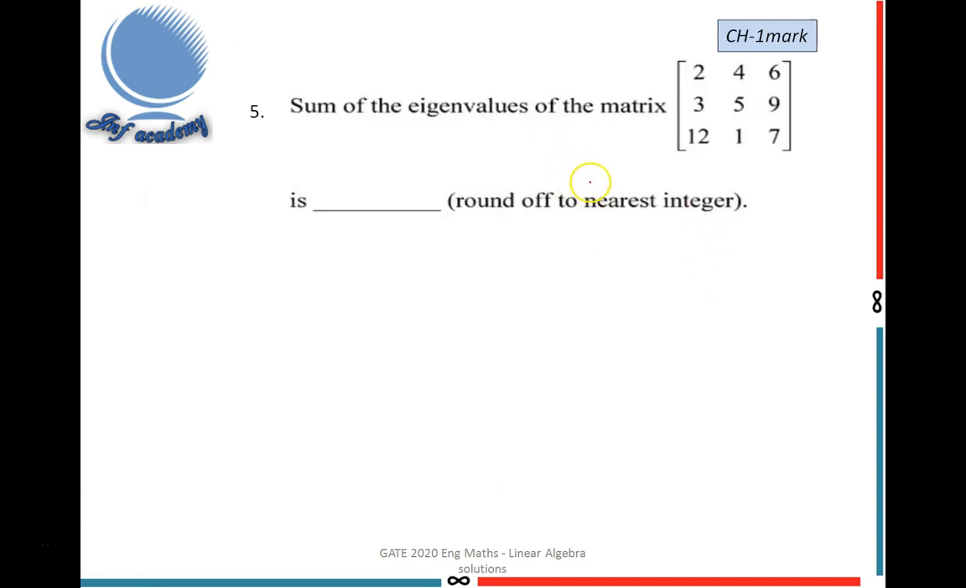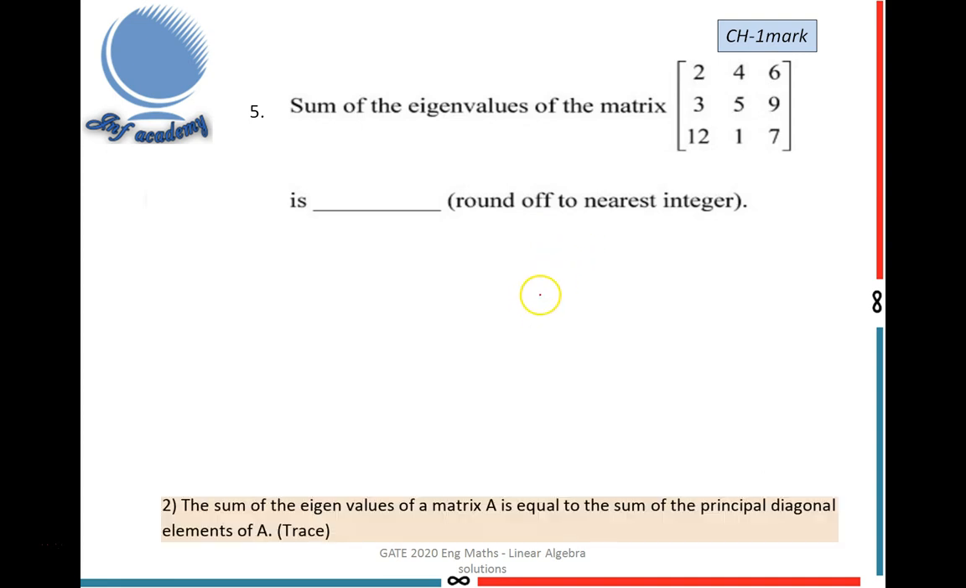Now the fifth problem. It's from the CH department with 1 mark. The problem is: the sum of the eigenvalues of the matrix is what? Here I use only one property. The sum of the eigenvalues is equal to the sum of the principal diagonal elements. The property is blinking at the bottom of the slide.